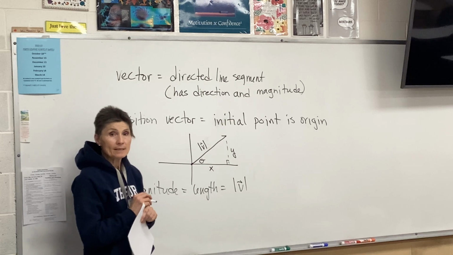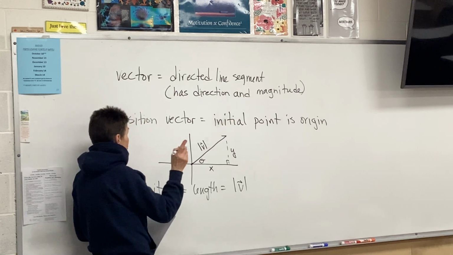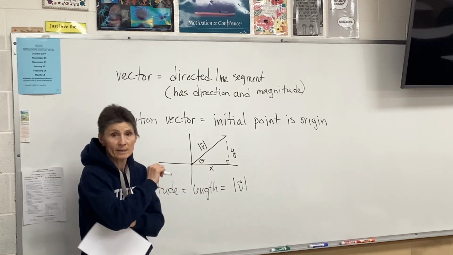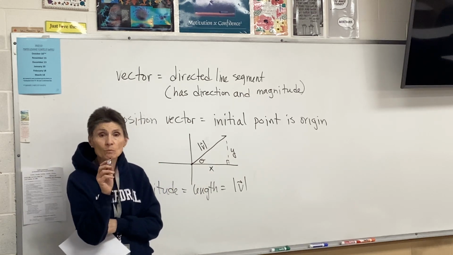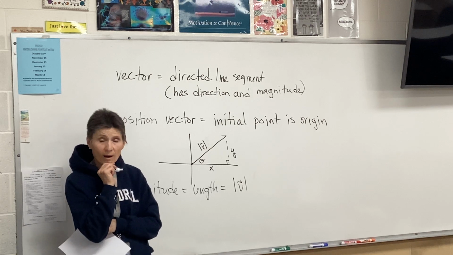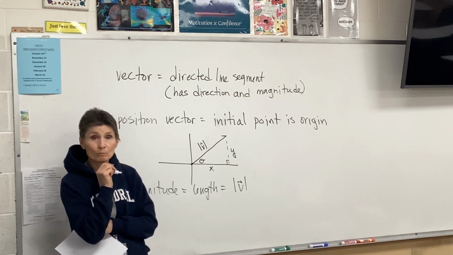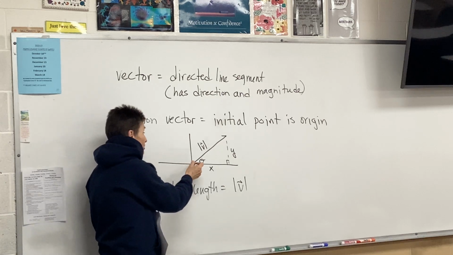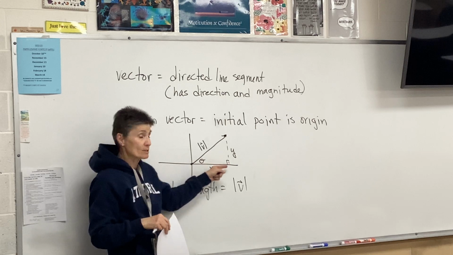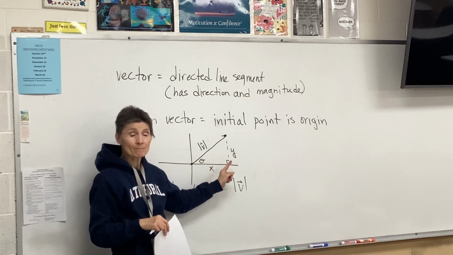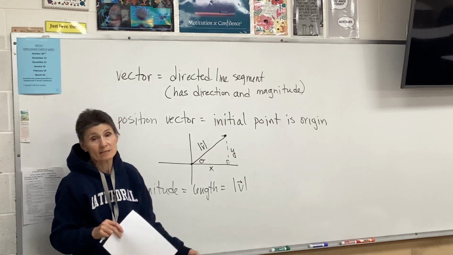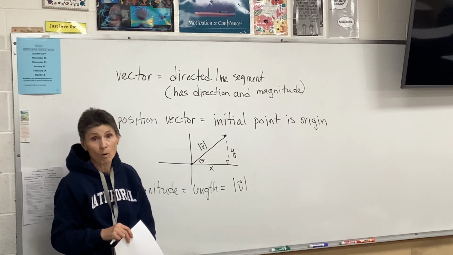Now, I want you to think about something. First of all, x and y are the components of the vector, because x and y tell me how this vector moves. It's starting at the origin, it's ending here. So to get there, it goes this far horizontally and this far vertically. So the components of a vector are simply its x and y.